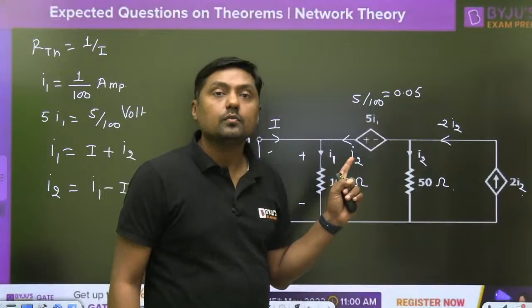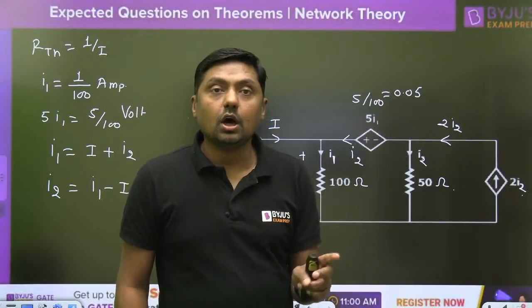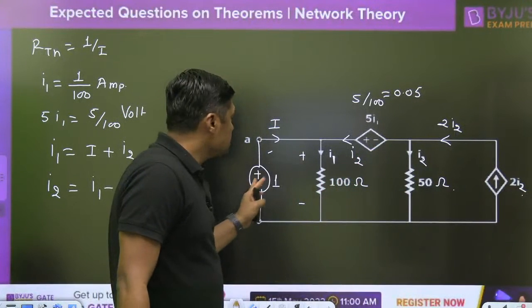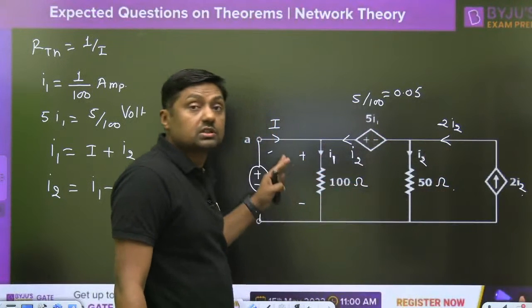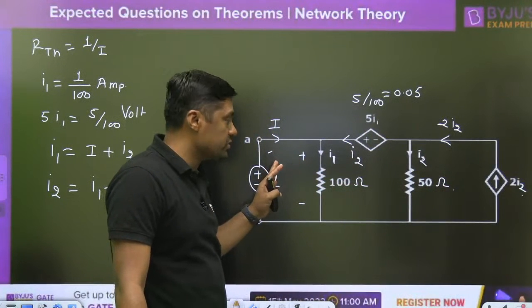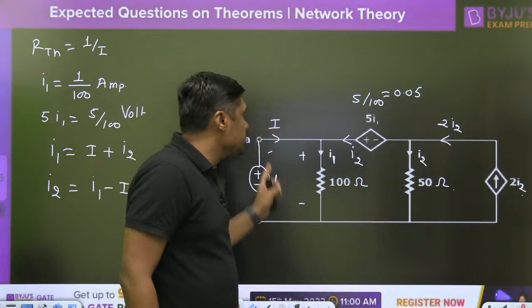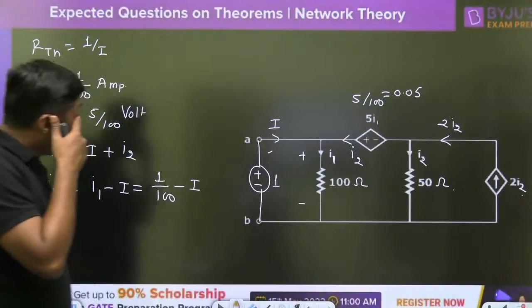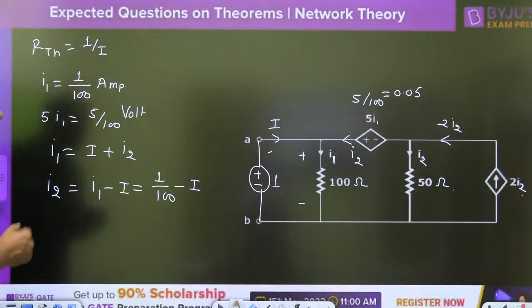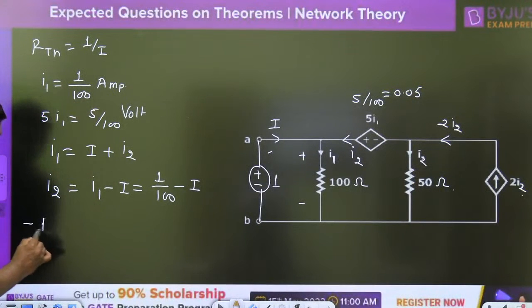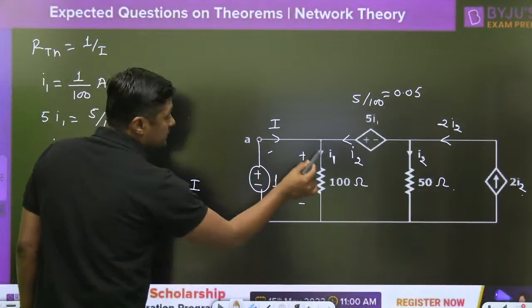Write down, yes, superposition. In the previous question you have applied the superposition. Okay, no issue. Then write down the KVL in this loop. When I am writing the KVL in this loop, what will be the KVL? Minus 1 volt. Remember, this is minus 1 plus.